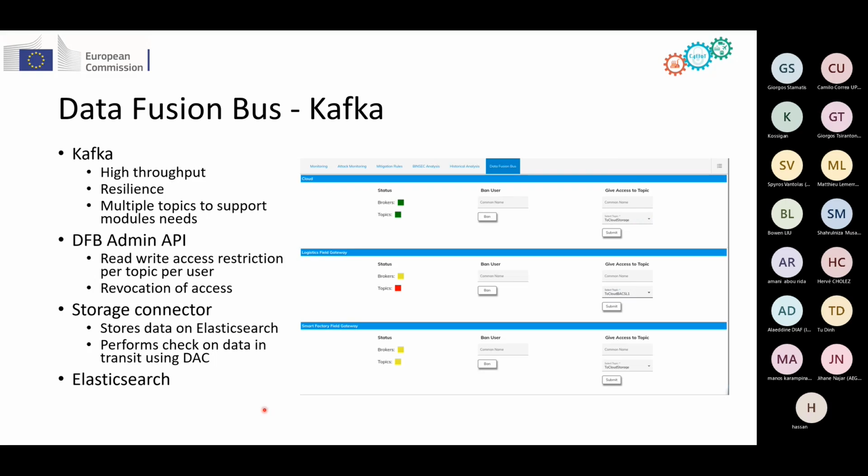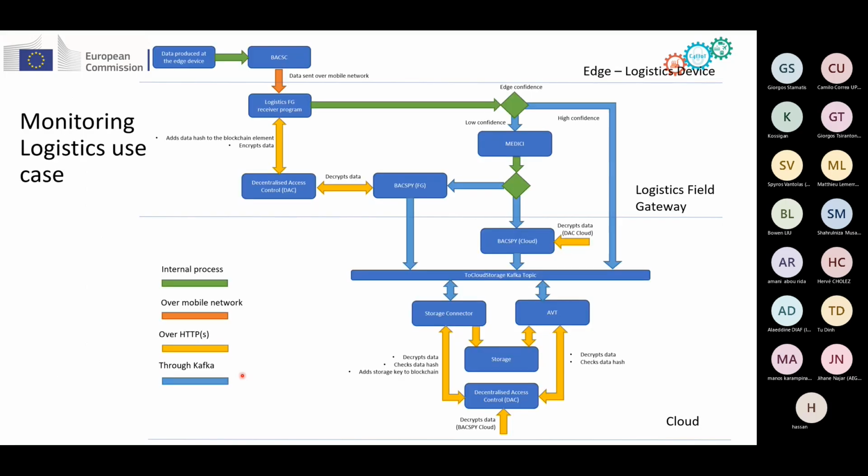Now the storage connector is running only on the cloud installation, together with Elasticsearch. Its main functionality is to consume data from a specific topic and store them on Elasticsearch. But it is also part of the data integrity system by performing checks on data using the decentralized access control module mentioned earlier. So we're going to move on to the monitoring, specifically of the logistics use case.